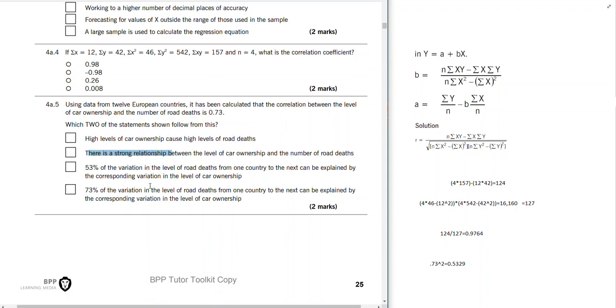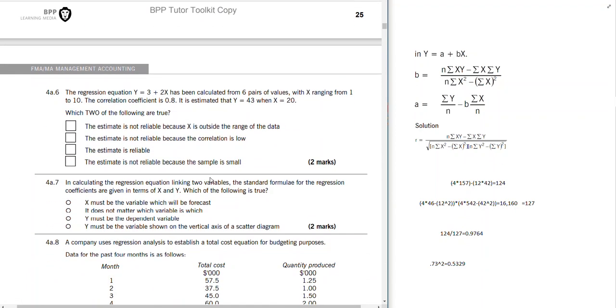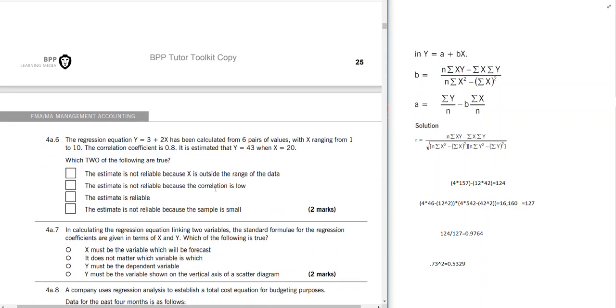Moving forward, which two of the following are true? The regression equation is y equals 3 plus bx from 6 pairs of data, with x ranging from 1 to 10. The correlation coefficient is 0.80. There is an estimated y equals 43 when x equals 20. Which of the following are true? The estimate is not reliable because x is outside the range of data.